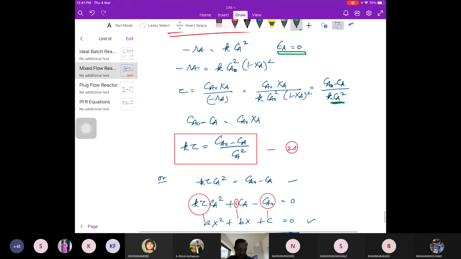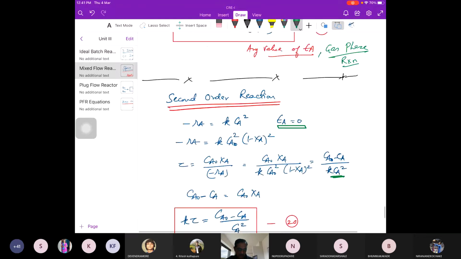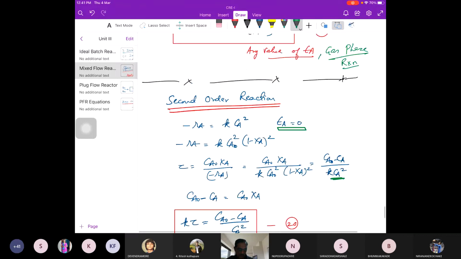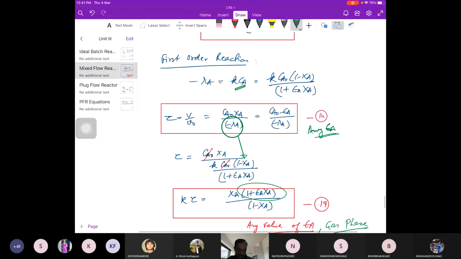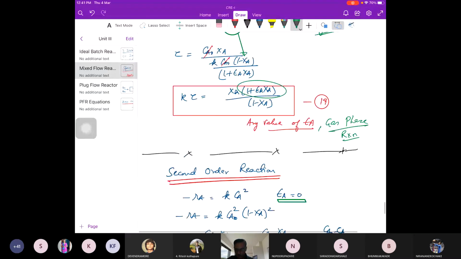ठीक है, जनरली सेकंड ऑर्डर कुछ नहीं आता है, थोड़ा कॉम्प्लेक्स रहता है, दैट्स व्हाई यू मोस्टली गेट फर्स्ट ऑर्डर इक्वेशन और रिएक्शंस एंड प्रॉब्लम्स easier to solve. Any questions on batch reactor and mixed flow reactor? Okay, if there are no questions, then we'll go to plug flow reactor.